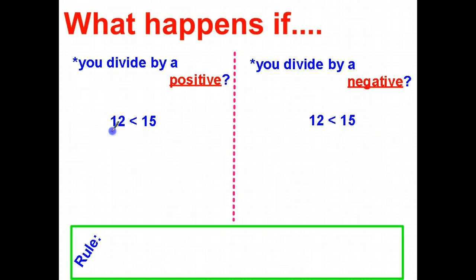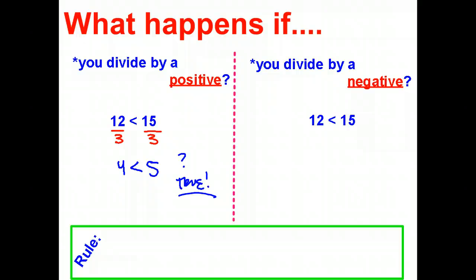So this time around, let's divide it by 3 on both sides. And so what I'm left with on the left-hand side is 4 is less than 5. And then I ask myself, is that true? And I would say, sure is. So I know that that's a valid statement and a valid process. And notice my inequality stays the same, nothing changes.